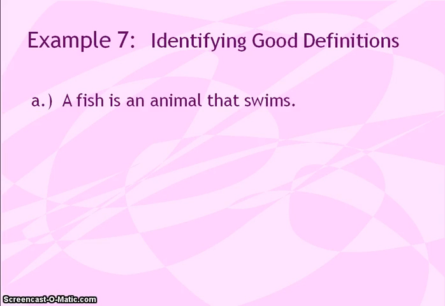Okay, so let's just talk a little bit more about definitions. This one, a fish is an animal that swims. You could look at whether it can be written as a biconditional. If it is a fish, then it is an animal that swims. Well, that's true, but if it's an animal that swims, is it a fish? No, it could be a whale, and a whale's not a fish. It could be a manatee, and a manatee's not a fish. So this is not a good definition. It's not precise enough, and it can't be written as a biconditional.